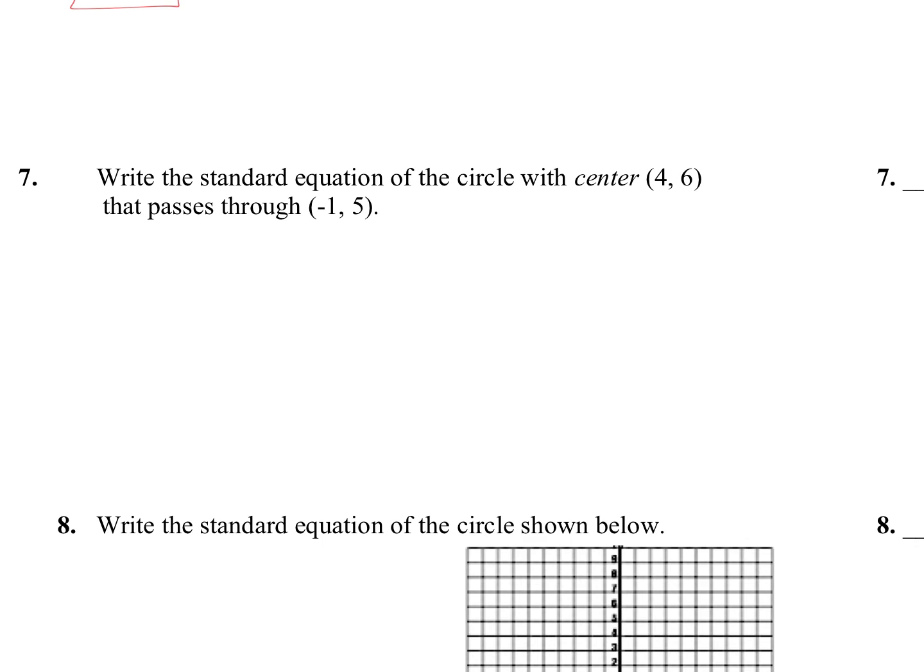Okay, so then this says, write the standard equation of a circle with a center of 4, 6 that passes through -1, 5. Tell me what variable we can attach to the 4.